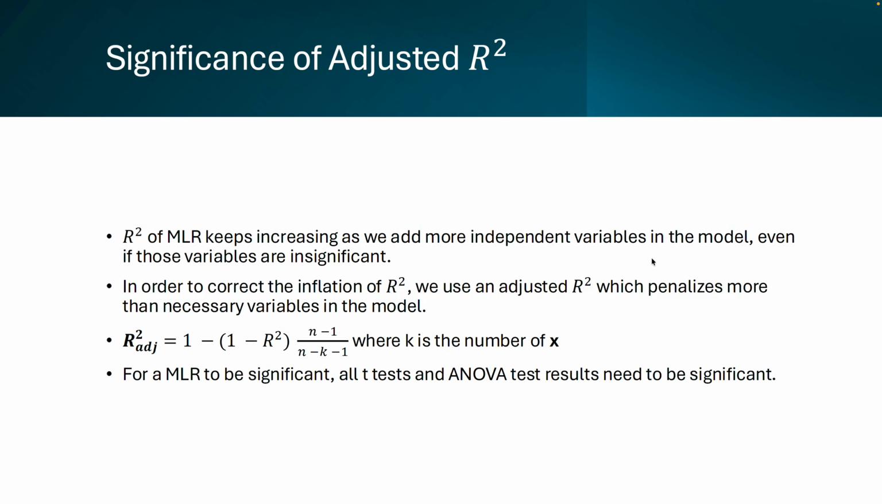For an MLR to be significant, all t-tests and ANOVA tests need to be significant. If any of them are not significant, our model is not reproducible and unreliable.